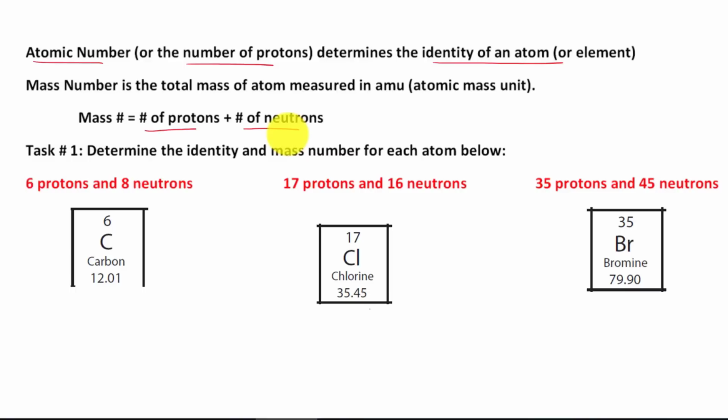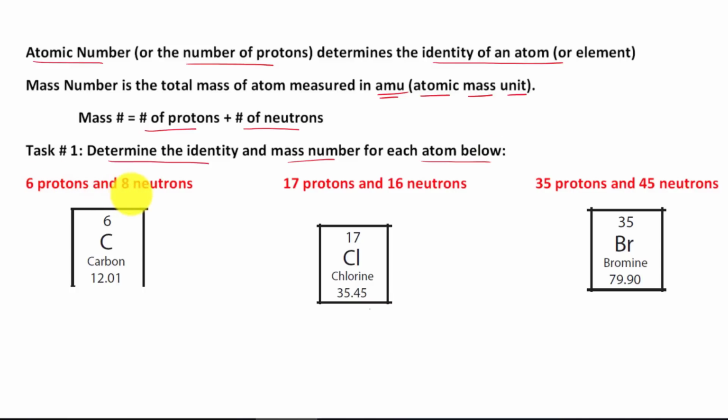And that mass number, or that mass, is measured in AMU. AMU stands for atomic mass unit. So basically, it's a unit that's used to measure the mass of an atom. So let's look at some examples. In this case, determine the identity and the mass number of each atom below. I'm going to give you the situation right here.